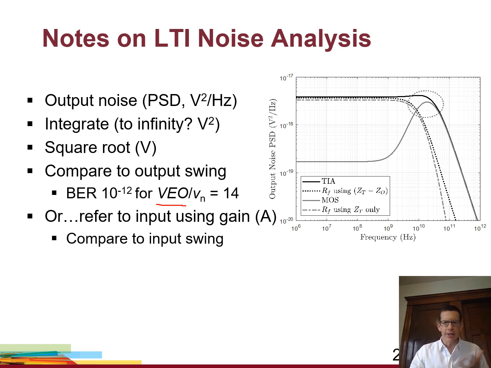Now, when we're comparing circuits that have different gain, we often like to refer that noise to the input using an appropriate gain. Then we'll get an input referred noise current that'll have units of amps, and we can compare that to the input swing.